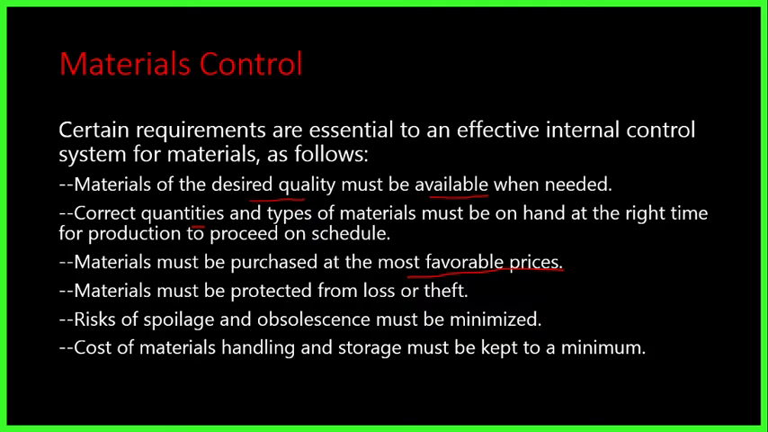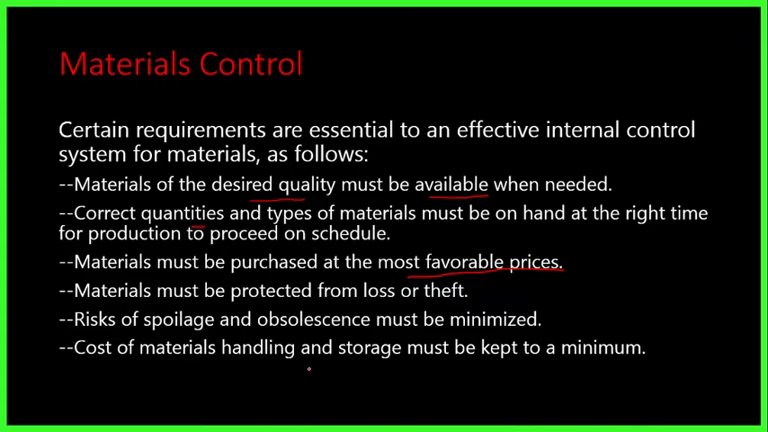Aside from that, materials must be protected from loss or theft. That is self-explanatory. Also, spoilage and obsolescence. What is the difference? Obsolescence is when it's no longer needed; the value is decreased due to the passage of time. Spoilage, on the other hand, is when it has expired or has gone bad.